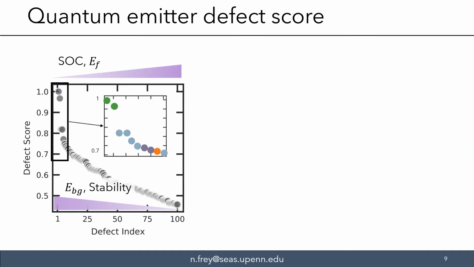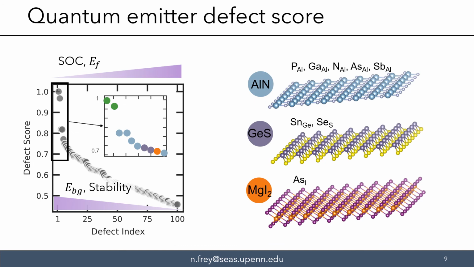We define this concept of a defect score that really encodes a lot of different properties that we know are needed for quantum emission. Then we rank our predicted or proposed defects by that score. That allows us to identify some pretty interesting candidates across new material systems that have not been considered in experiments.